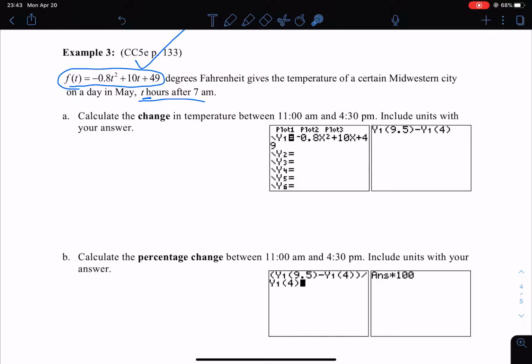For the change, make sure that if the input is not x directly, you have to change it to 4. This is 4, and this is 9.5. And then the answer is negative 4.4. Don't forget the unit.